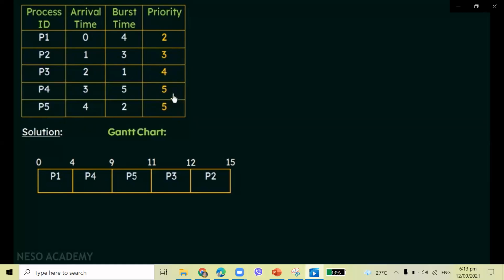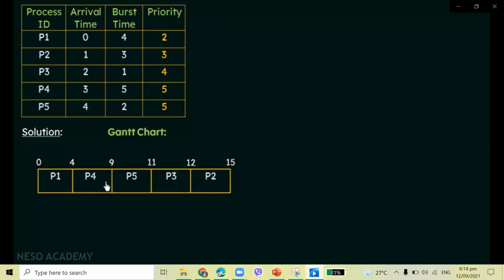To break this kind of tie, we will use FCFS scheduling, that means first come first serve. If two processes have the same priority, the process that arrived first among them will be the first to get the CPU. P4 arrived at 3 milliseconds and P5 arrived at 4 milliseconds. So P4 was the first one to arrive, and we will give the CPU to P4. P4 continues its execution for how many milliseconds? 5 milliseconds, because that is the burst time of P4. From 4 to 9 milliseconds, 4 plus 5 is 9. So up to the 9th millisecond, P4 continues its execution.